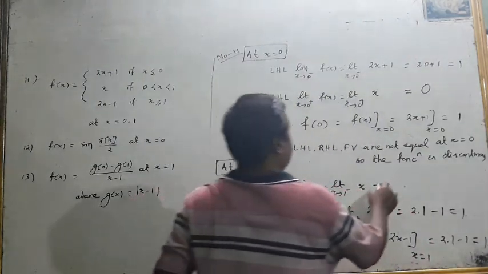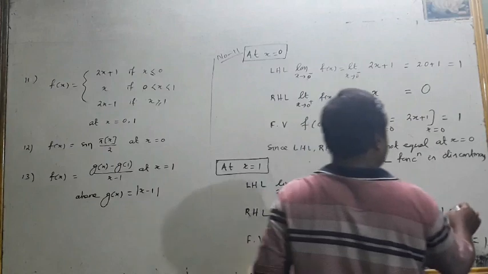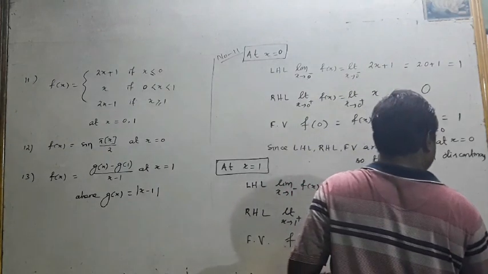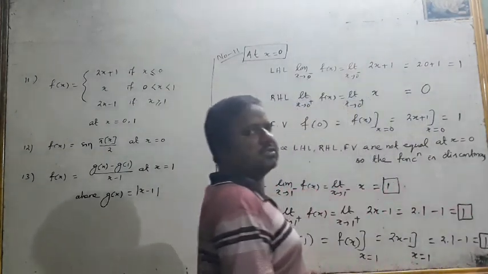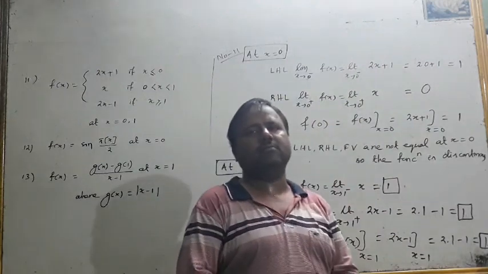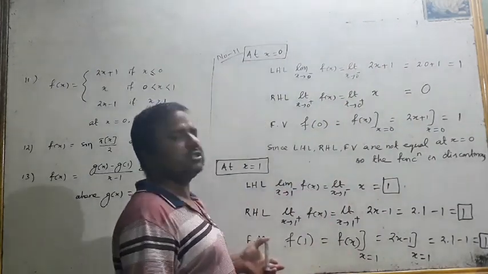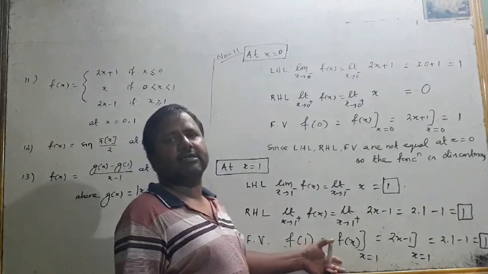Look here. The left hand limit is 1, the right hand limit is 1, and the functional value is 1. So the function is continuous at x is equal to 1. You can write that the function is continuous at x is equal to 1.